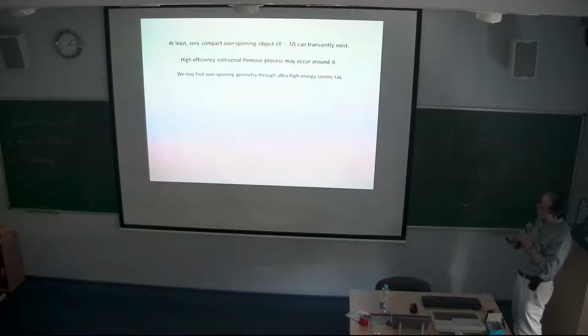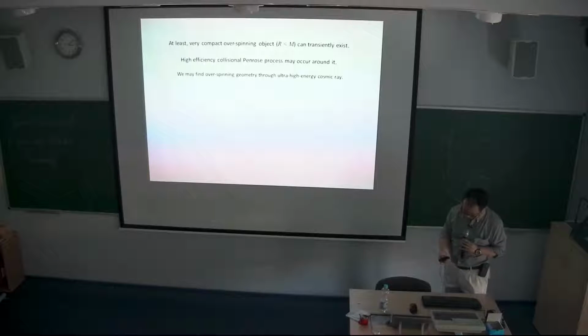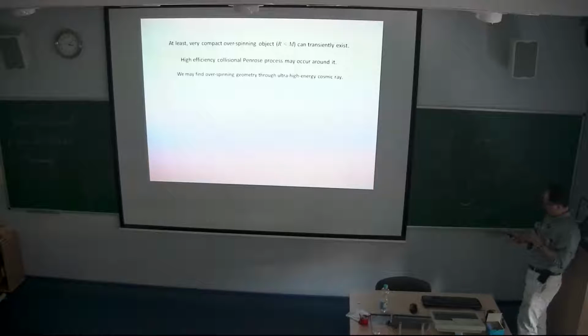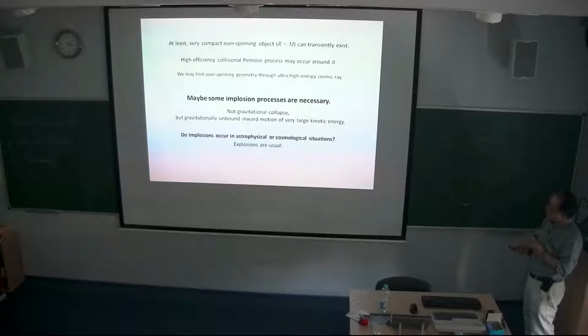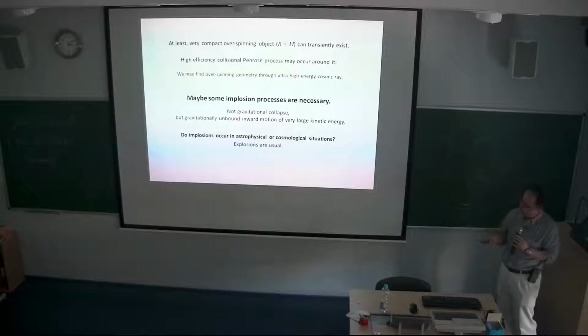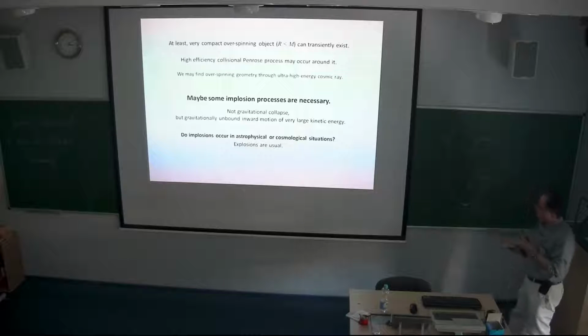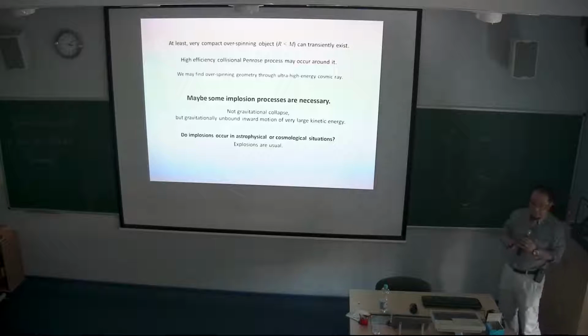This numerical result implies overspinning geometries, for example a very compact overspinning object, can transiently exist without violating the energy condition. So in order that such a rapidly rotating compact object forms, maybe some implosion processes are necessary. Implosion processes mean not gravitational collapse, but the gravitationally unbound inward motion of very large kinetic energy.